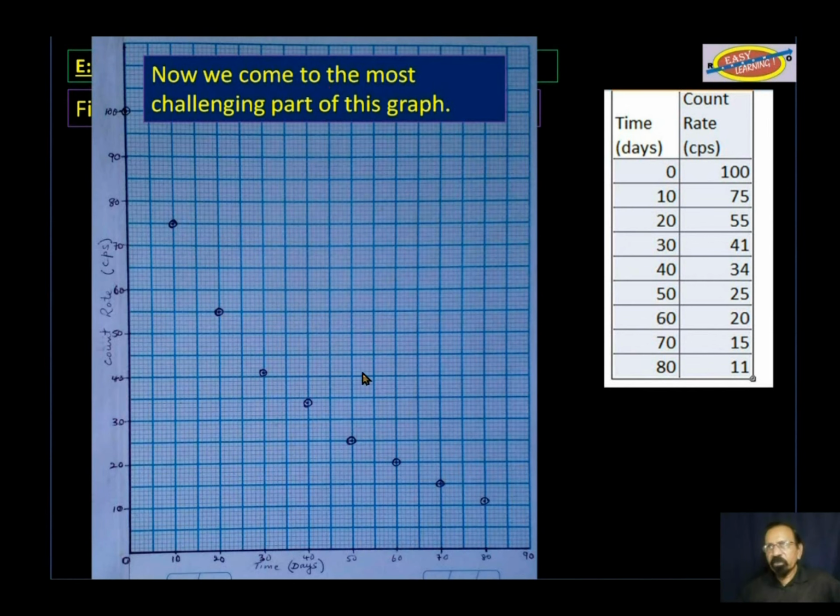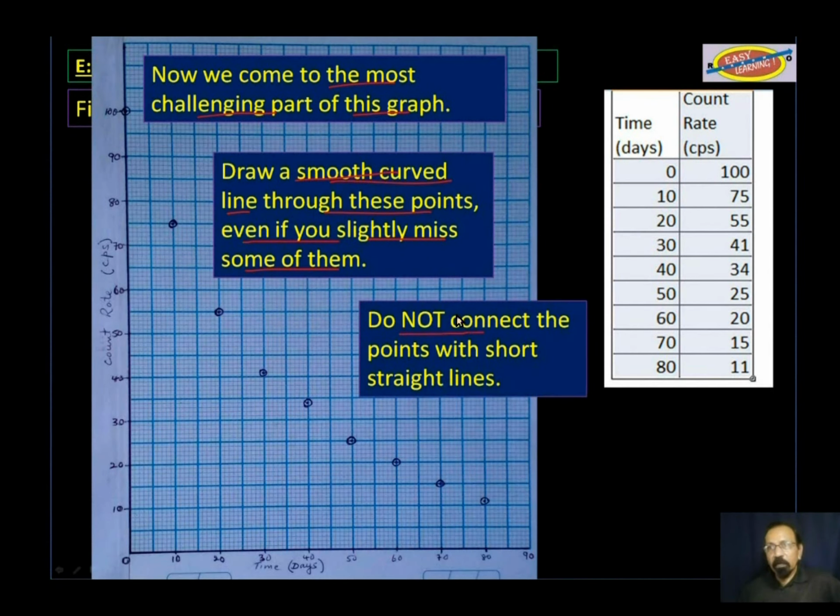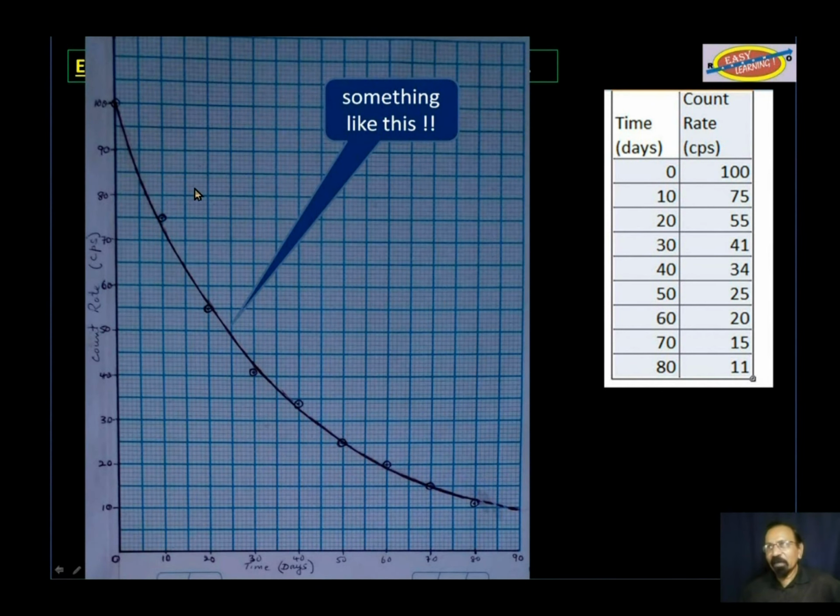Now comes the most challenging part of this graph. We have to draw a smooth curved line through these points, even if you slightly miss some of the points. Do not connect the points with short straight lines. So we're supposed to get something that looks like this. You may miss a point or two here and there, but connect from up here to down here as far as possible with a smooth curve, even if you miss a few points on both sides a little.